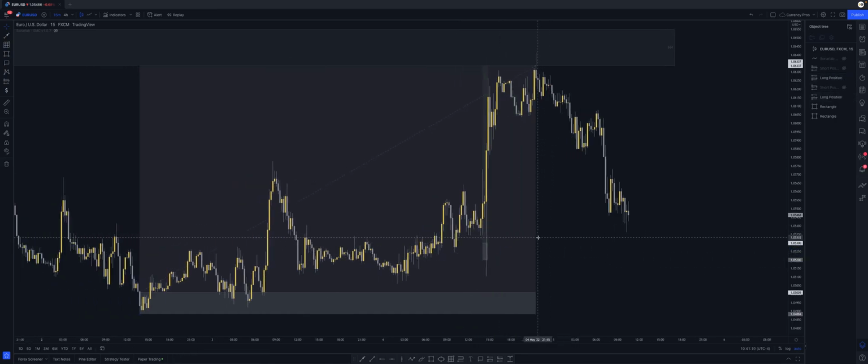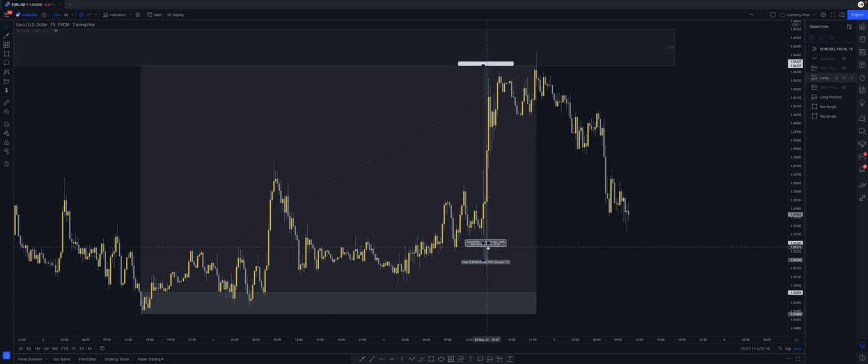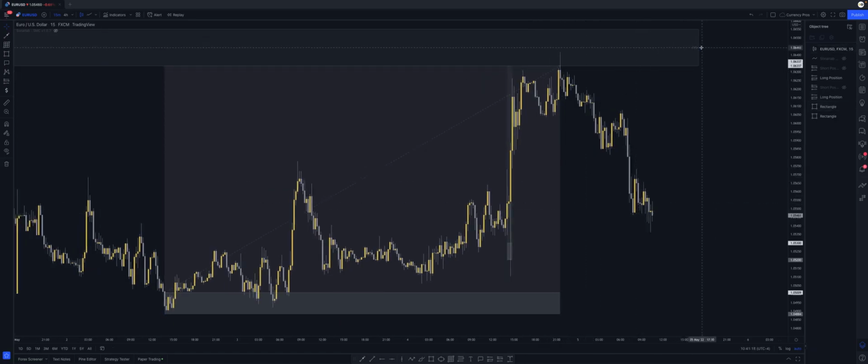Of course, the news worked in the favor of this trade, so it pushed momentum to the upside, which inevitably hit the take profit. Tapped into the 4-hour zone, which is exactly what I was looking for.